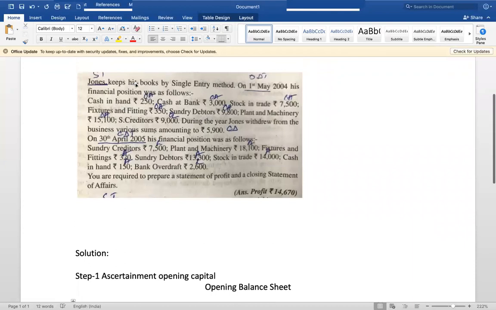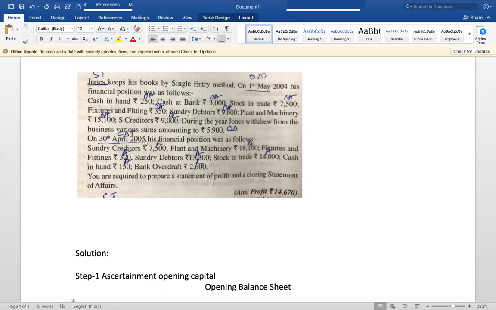Look at this. Jones keeps his books by single entry method. On 1st May 2004, his financial position was as follows. There's one date that you see here, 1st May 2004. Do you find any other date? Yes, there's one more date, that is 30th April 2005. This is the opening date and this is the closing date, the ODT and the CDT. This is given for our own convenience.